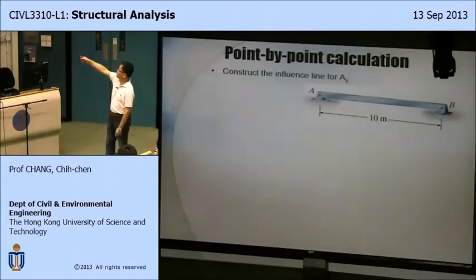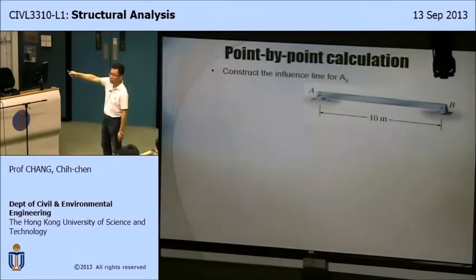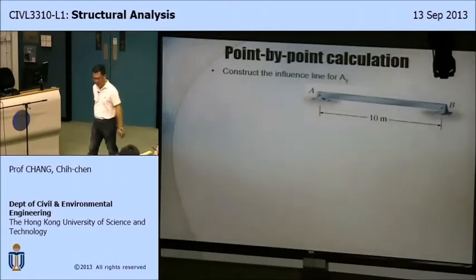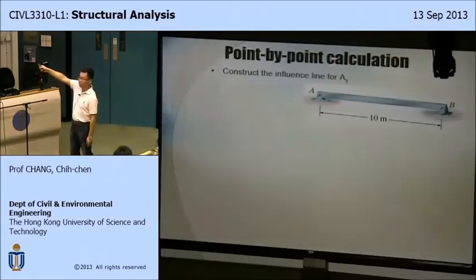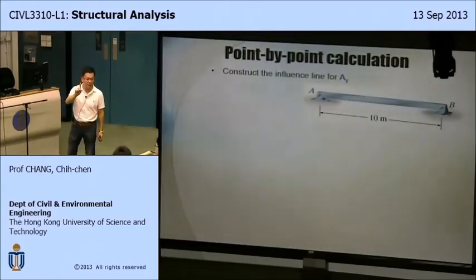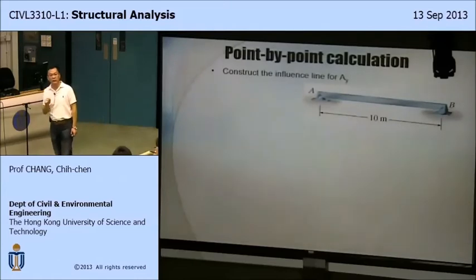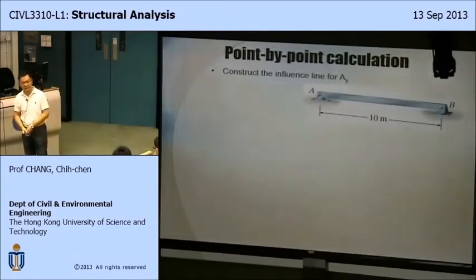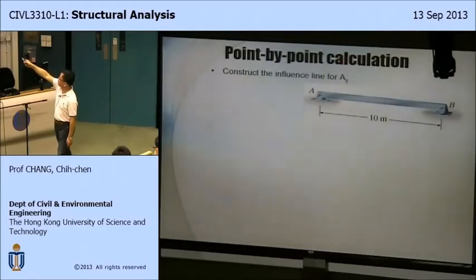All right, so let's see. I have a simply supported beam, A and B. Length is 10 meters. I want to construct the influence line for Ay, which is the reaction force at A. By that, I mean that if I have a downward unit force, magnitude equal to 1, dimensions unspecified, could be kilonewton, could be newton, at any location of the structure, I want to plot the magnitude of the force Ay as a function of this x.